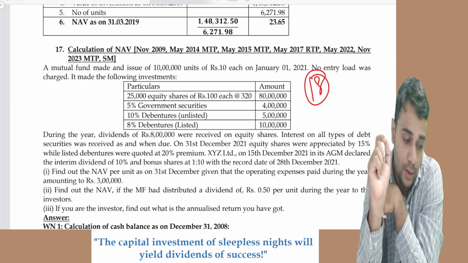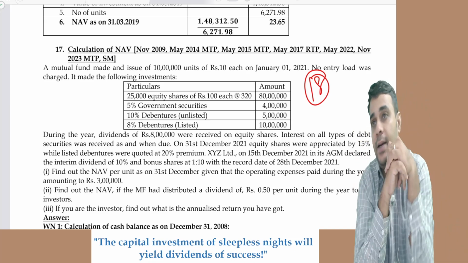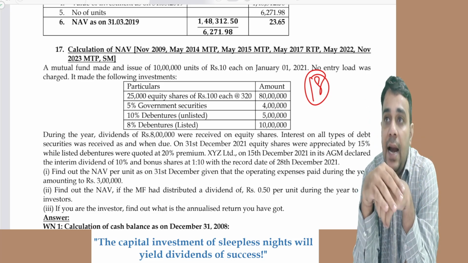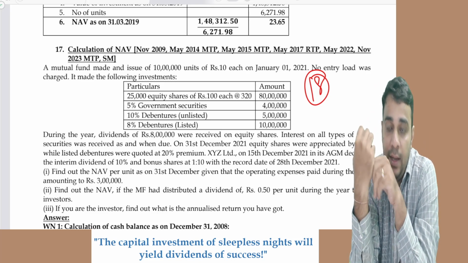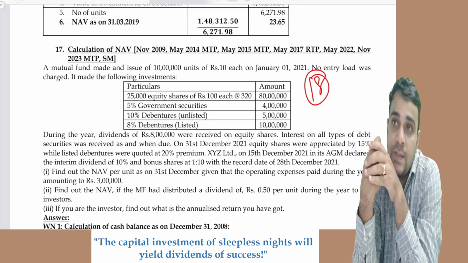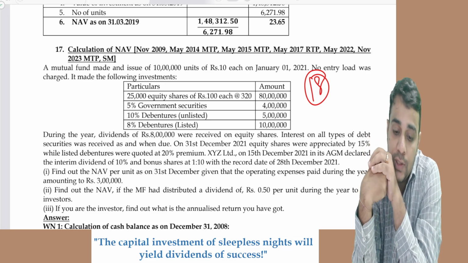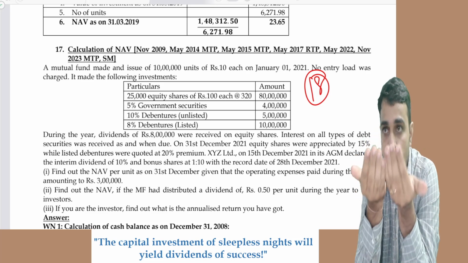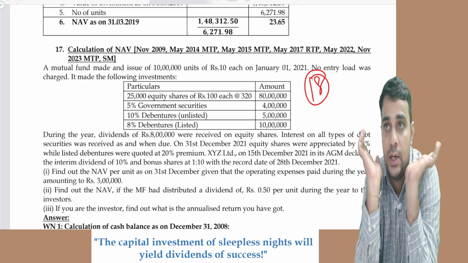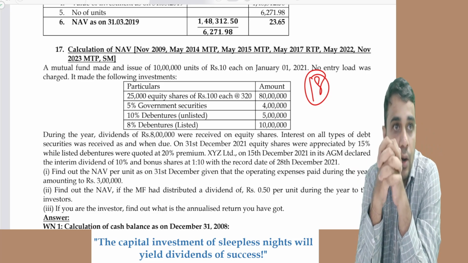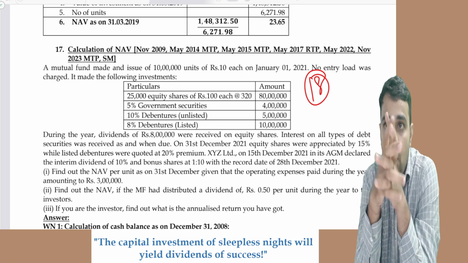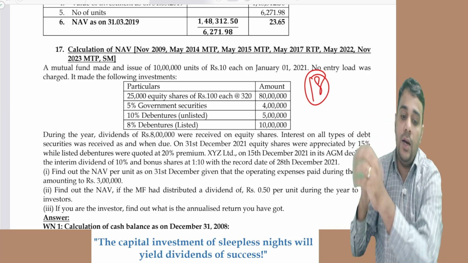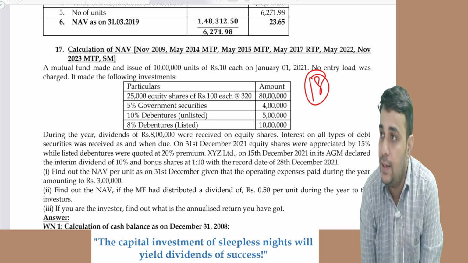XYZ Limited, on 15th December 2021, in its AGM declared an interim dividend of 10% and a bonus at the rate of 1:10 with the record date of 28th December. So by 28th December, dividend would have come, bonus would have come, but dividend income only on the original share. On the bonus share, no dividend income. Find out the NAV on 31st December, given that the expenses paid during the year is 3 lakh.